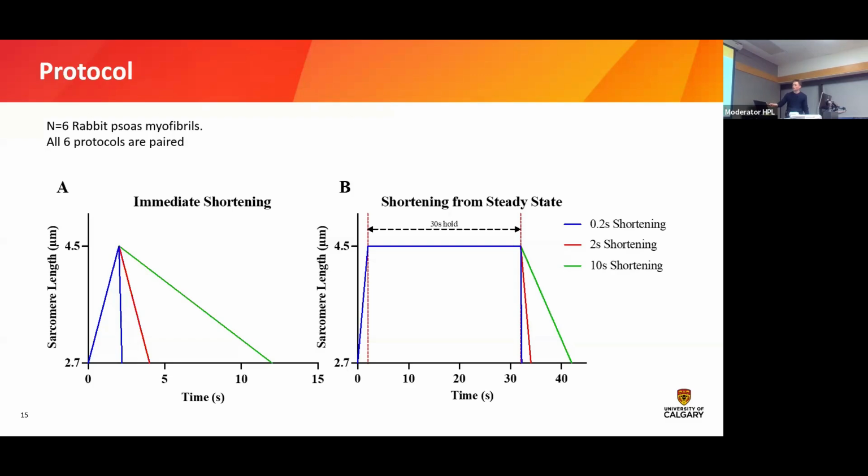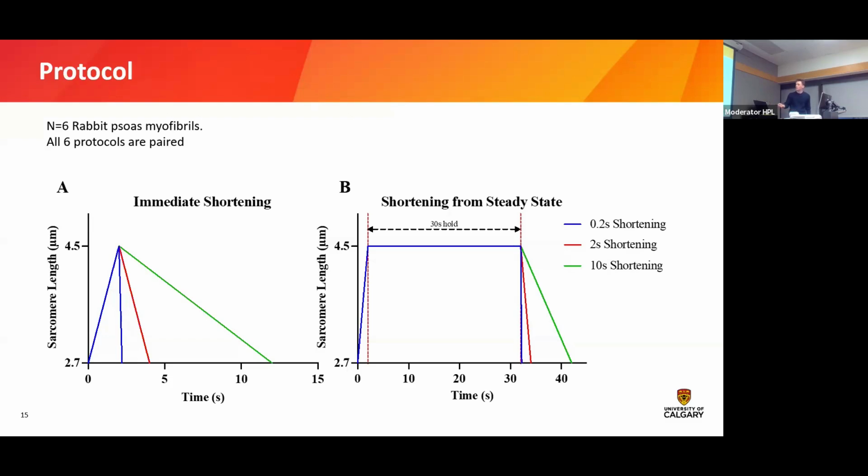Then we did 3 different shortening speeds. One of them very quick, one of them a little bit slower, one of them 10 seconds. So there's 0.2, 2 seconds, 10 seconds. Then we did the exact same thing, except we waited until steady state force was reached before we shortened. I've said 30 seconds here. Steady state was usually achieved after about 12 seconds, but we just held till 30 just to ensure we'd reach steady state force in all cases.